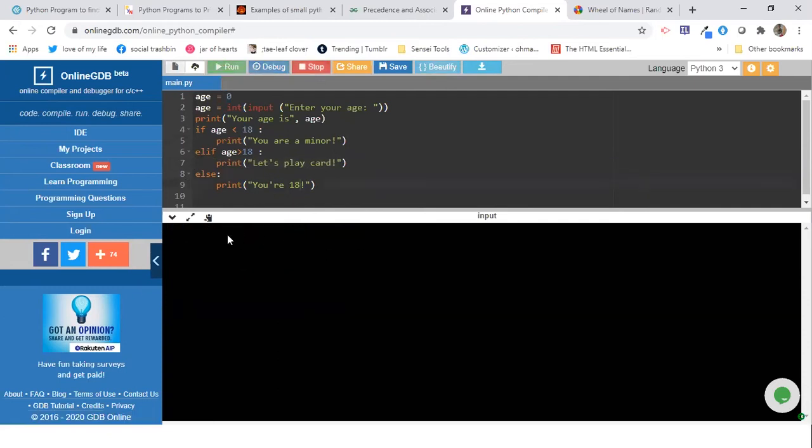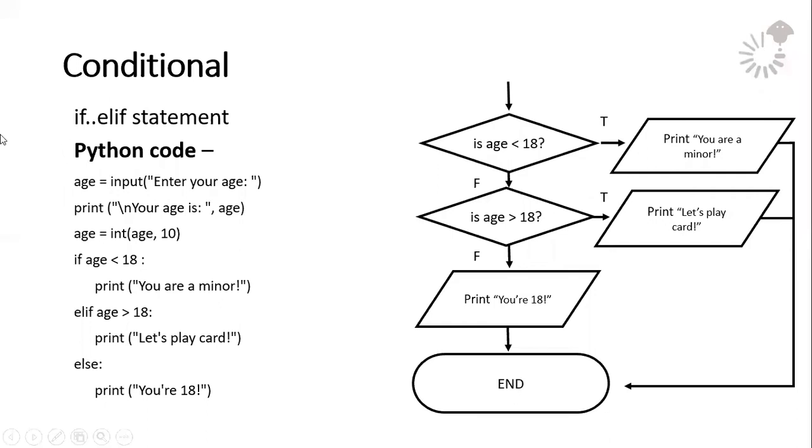So let's try 17. You are a minor. If your age is 19, let's play cards. If your age is 18, this will output you are 18. Okay? Following. Question?